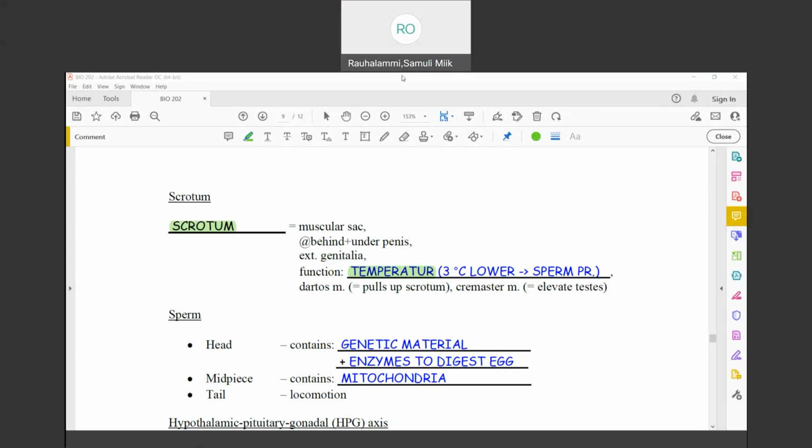Here's a quick sketch that I made of sperm that hopefully helps you to see the 3 different parts that we're going to talk about. So we have our head of the sperm, the midpiece of the sperm, and the tail of the sperm. So let's discuss all of those.